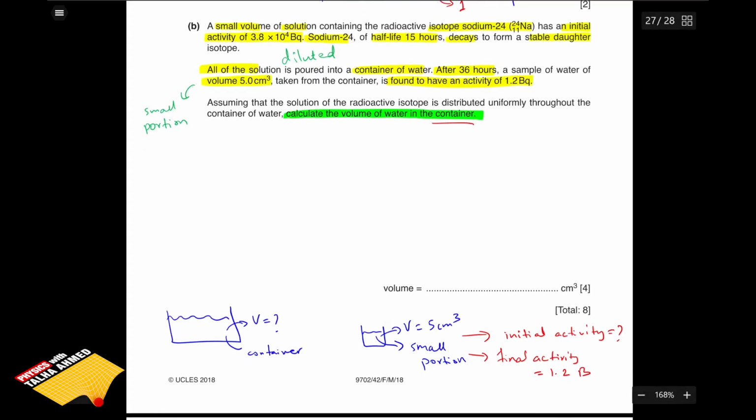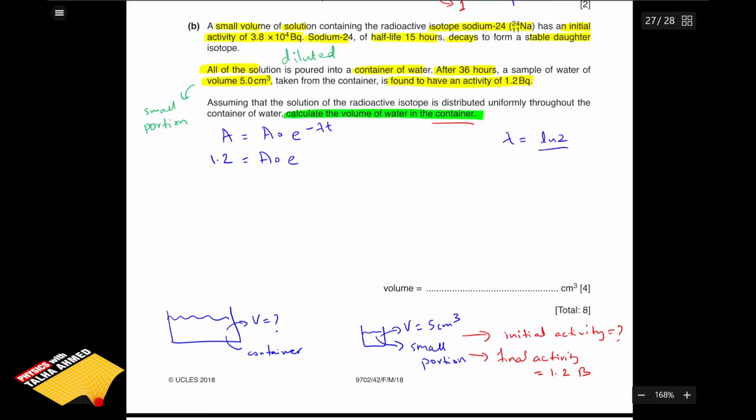So, first of all, I'm going to use the equation for radioactive decay on this small sample. All right. And that equation is final activity equals initial activity multiplied by e to the power minus decay constant into the time that has passed. Now remember, I know the final activity. The final activity of this small sample is 1.2 becquerels. So that's what I'm going to write in place of A. However, I don't know A naught, which is the initial activity of this small sample.